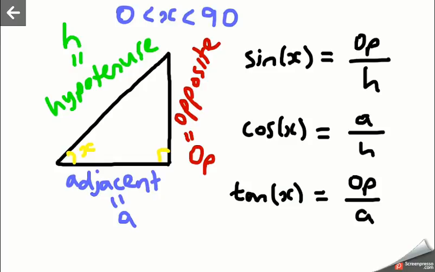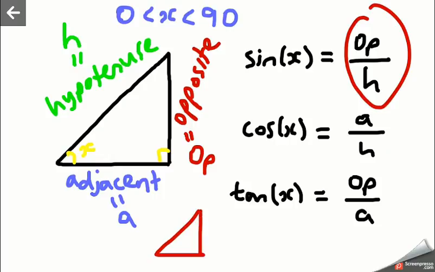Now, if you watched the video about similar triangles, you would realize that for any triangle that has the same three angles, these ratios don't change. So if I drew another triangle that's a right angle triangle and it has angle x, and I call these lengths A, B, and C, then OP divided by h is going to be equal to the length of the opposite side on this one divided by the length of the hypotenuse. So OP divided by h would be equal to B divided by A.